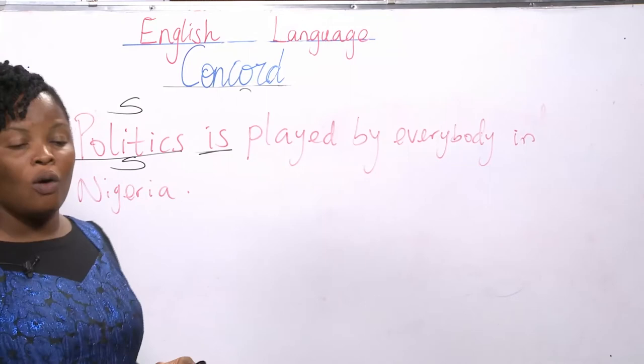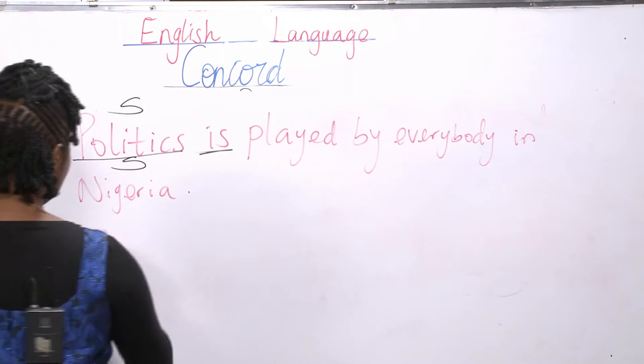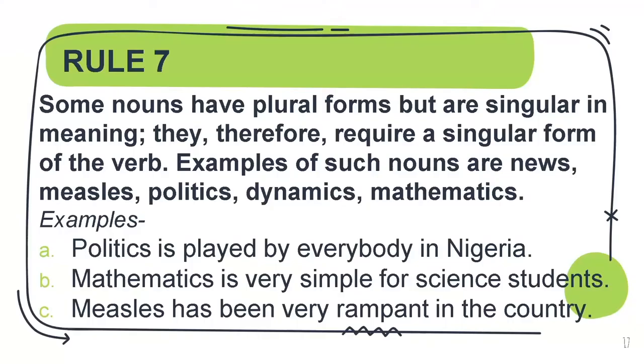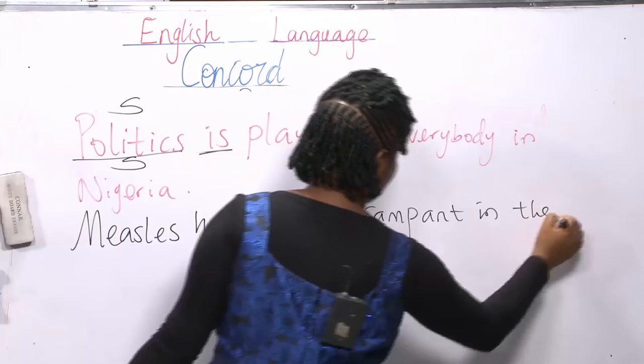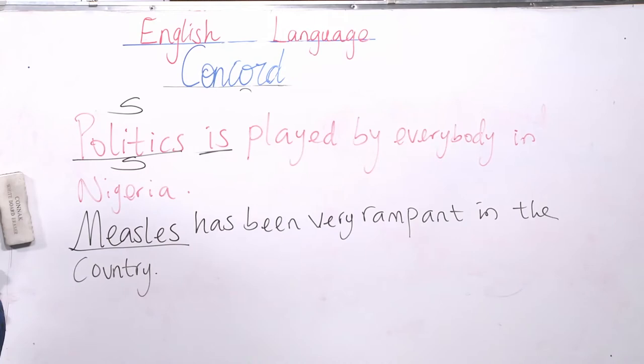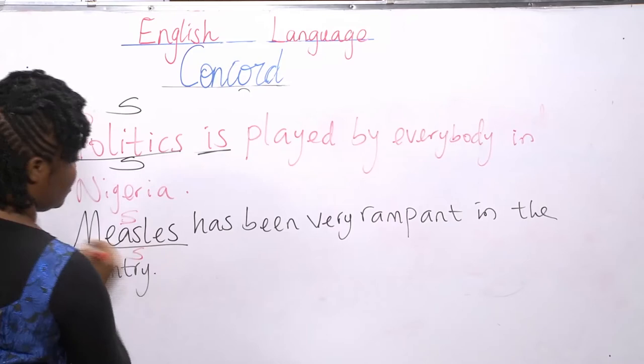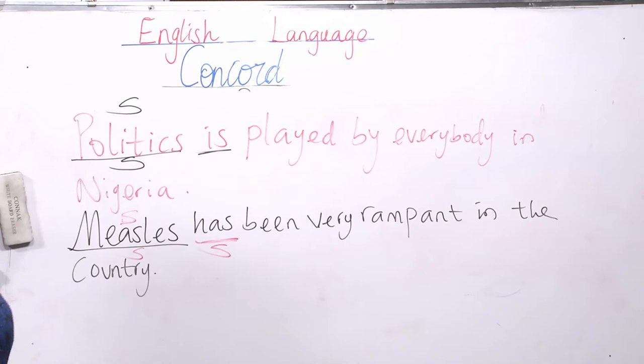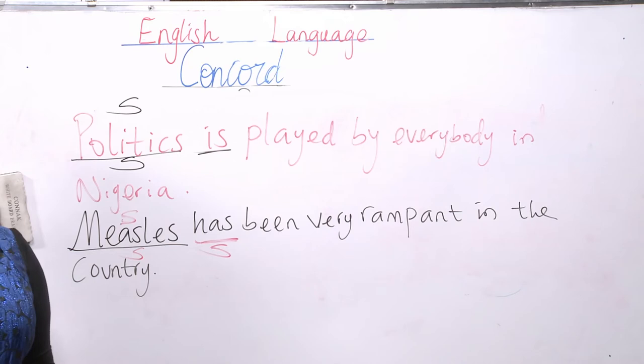Measles has been very rampant in the country. Now, measles here looks like a plural form, but actually it is a singular form, the subject. So it has to take a singular verb, has. Measles has, not measles have. Now, let's move on to rule 8.